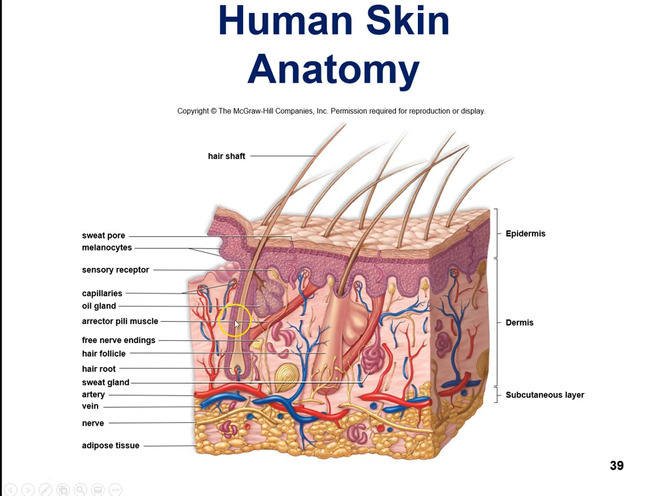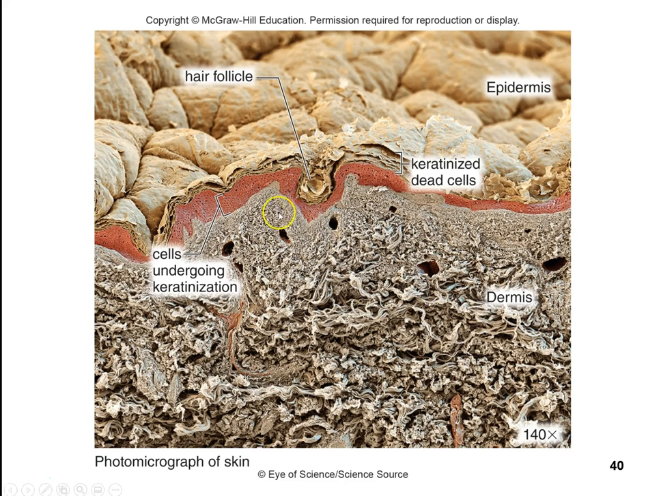You can see the sensory receptors here, pointing out melanocytes, right? Showing you a sweat pore. Okay, so you can see all the components there that we've talked about before. All right, and so this is actually an electron micrograph. Oh, I guess it's a micrograph of the skin that's super clear, right?